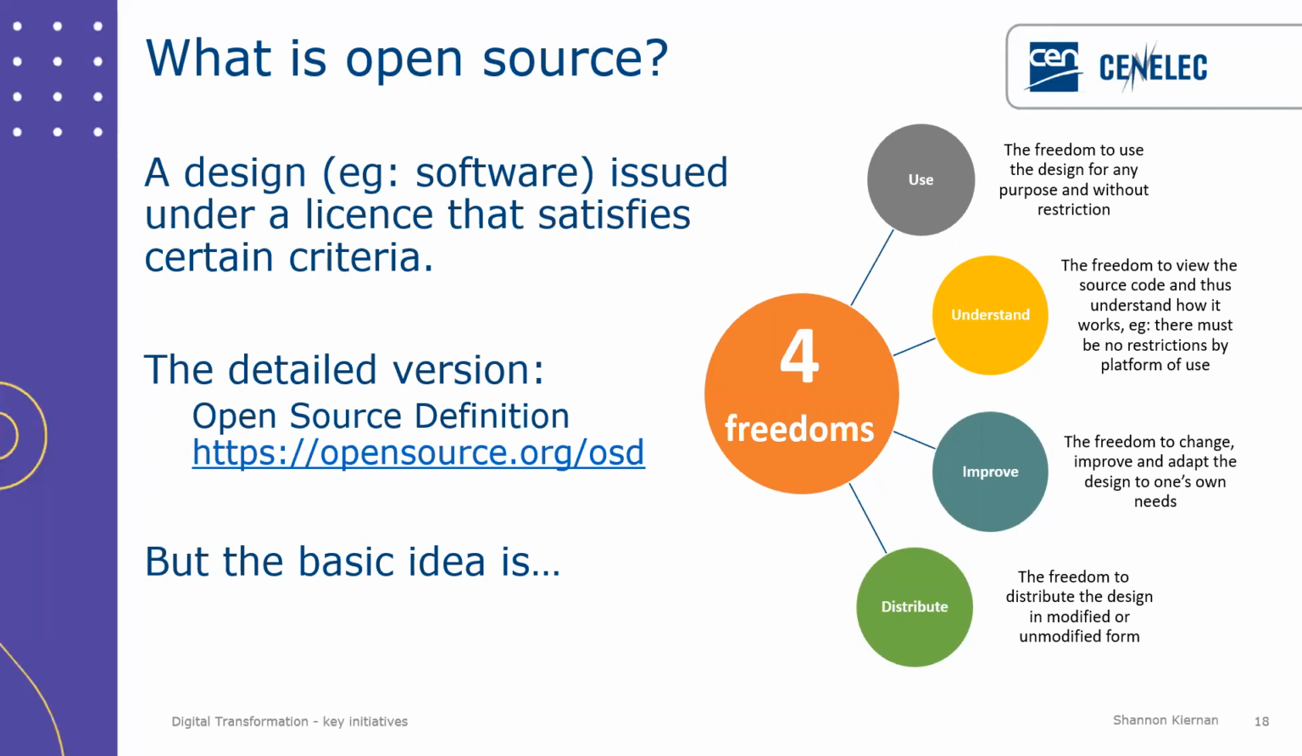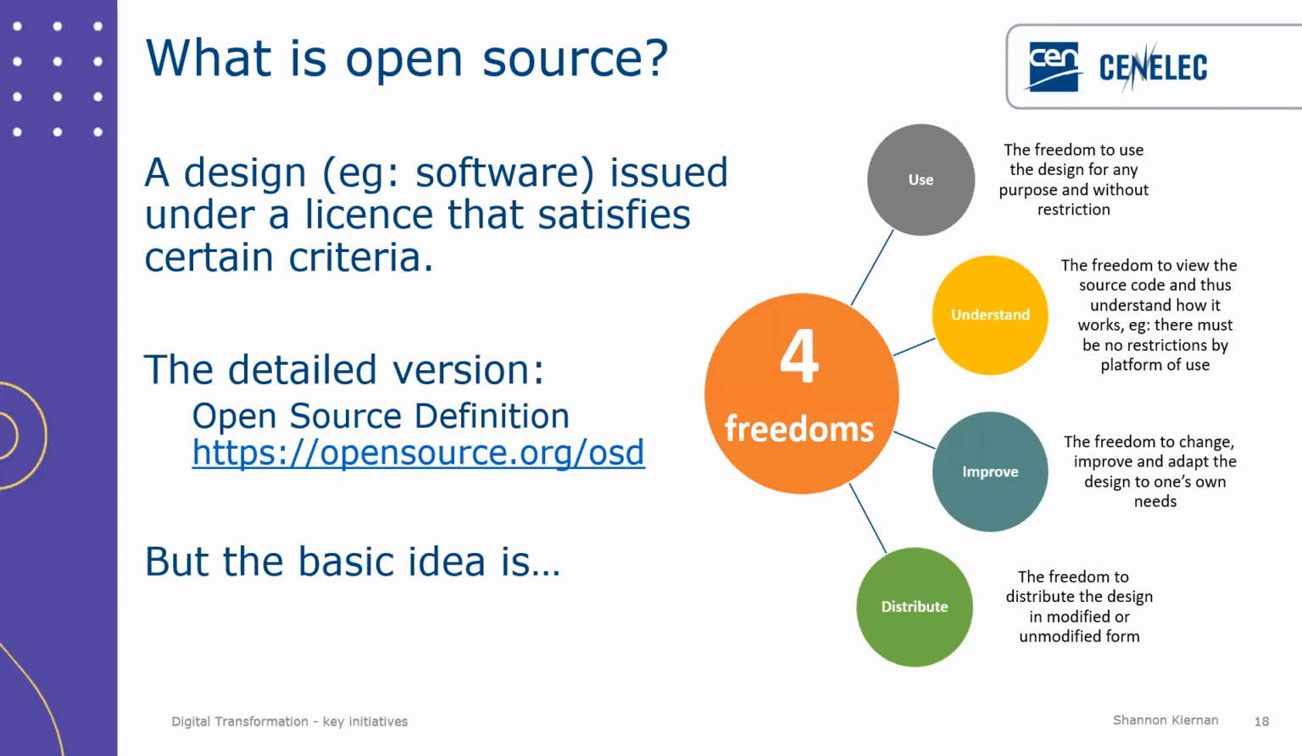The detailed version is the open source definition. We say the detailed version, but there are competing definitions. We acknowledge that, but this is the one that we're looking at the moment. But the basic idea of any version of open source is that it grants you 4 freedoms. The license grants you 4 freedoms.